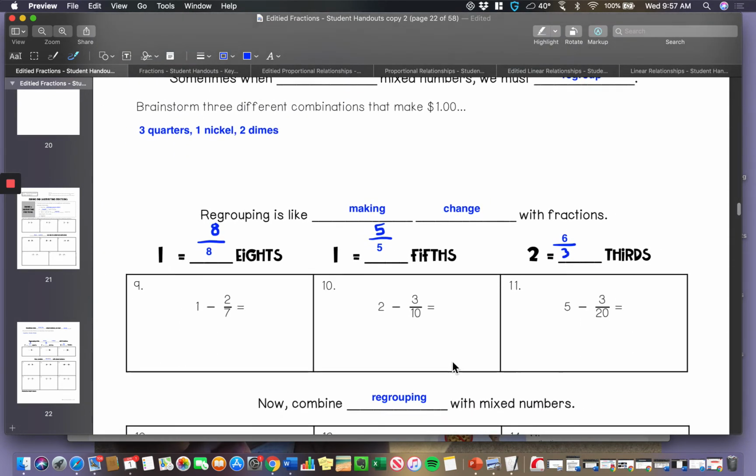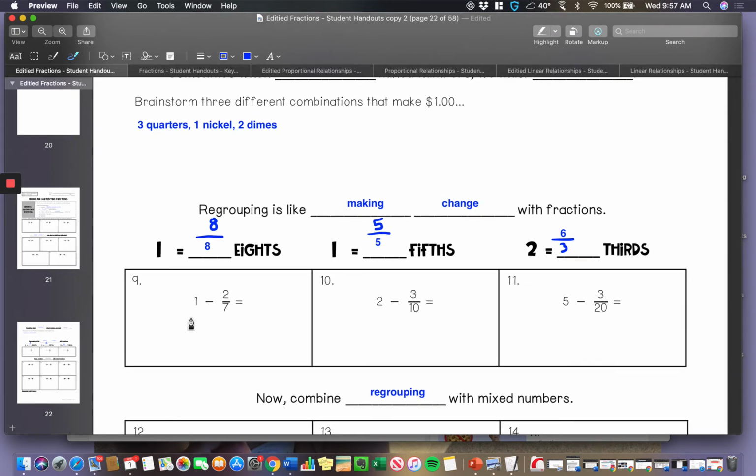Alright, so what they want you to do in number 9 through 11 is break down your whole number into these parts. So if I needed to break down 1, I would break it down using the denominator. So 1 could really be 7/7. Take away 2/7. And that should make our problem a lot easier.